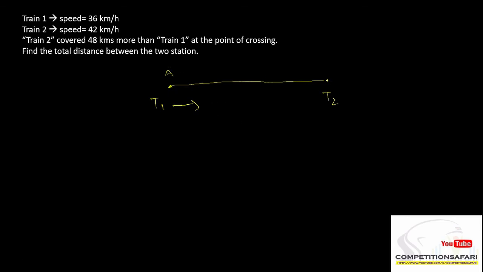So we have point A, point B. Speed 1 is 36, speed 2 is 42 kilometers per hour. Now it is saying that when the two trains crossed each other at some point Y, it was found that train 2 had already covered 48 kilometers more than train 1. So we need to find the total distance between the two stations, between A and B.